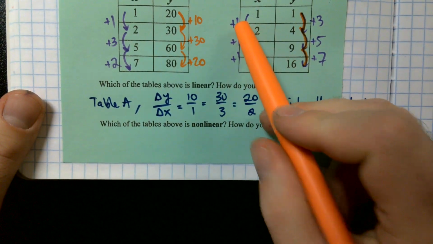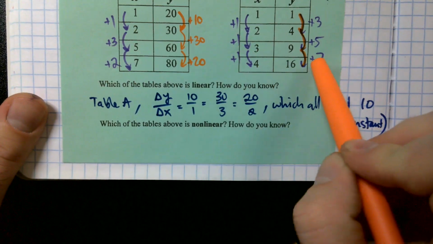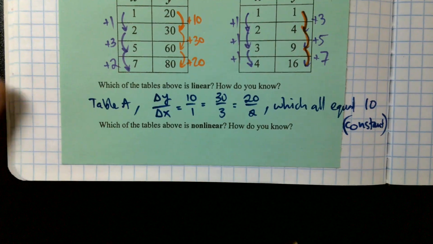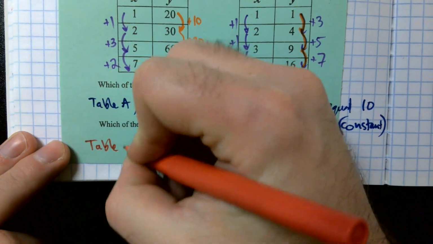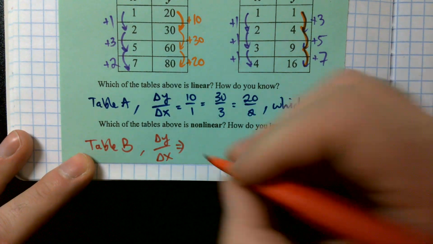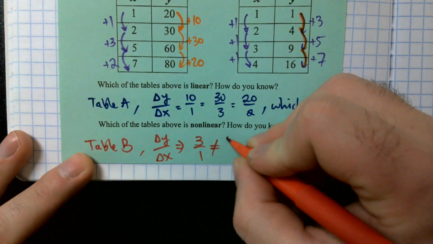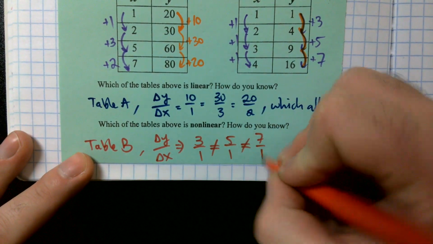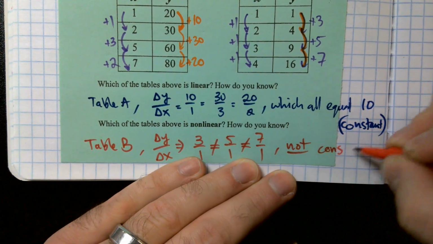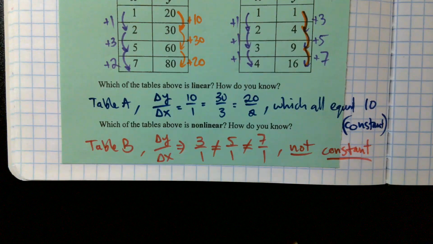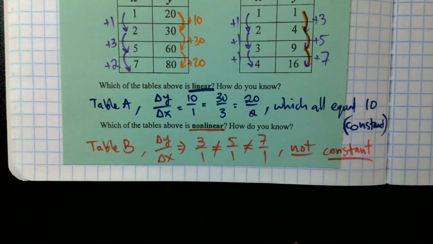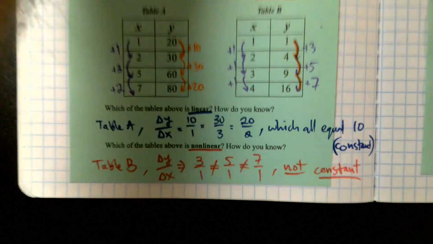If I put my y over my x, I'd get 3 over 1, 5 over 1, and 7 over 1. Are those all equivalent fractions? No, those are all different. So I know that table B is nonlinear because my change in y over my change in x, 3 over 1, is not equal to 5 over 1, which is not equal to 7 over 1. So my changes here are not constant. Not constant, not linear. If it's constant, then it's linear.